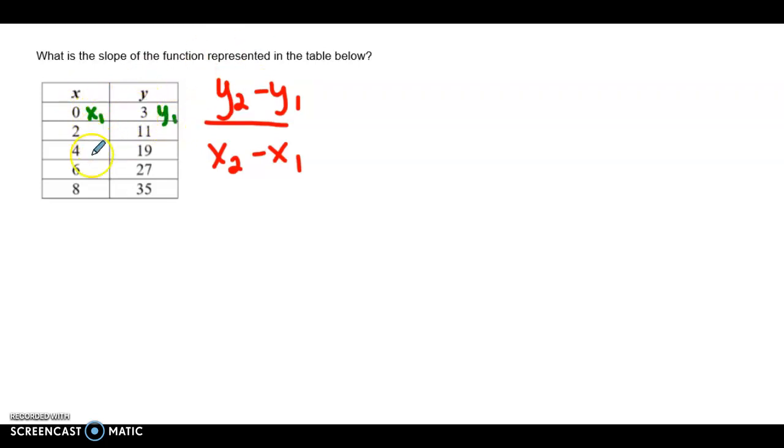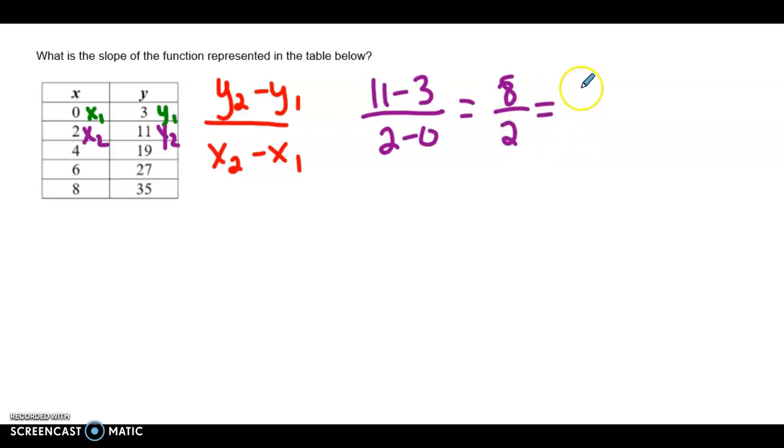I'm going to let this one be x1 and y1. And then I'm going to pick the next 2 points just because the numbers will be smaller. So I'm going to let this one be x2, and this one's going to be y2. And then I'm going to plug them in. So 11 minus 3 over 2 minus 0. 11 minus 3 is 8. 2 minus 0 is 2, and then I'm going to reduce my fraction, and my slope will be 4 over 1, or 4.